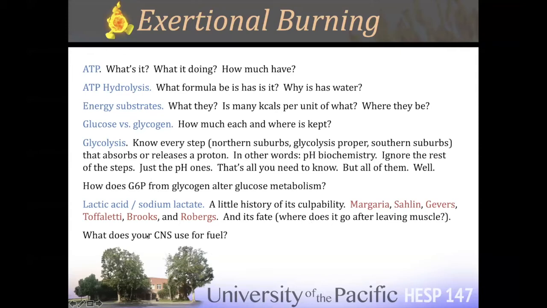What does your central nervous system use for fuel? Glucose. It's not going to touch fat. Your central nervous system is going to be a glucose hungry machine. Now, ketones, sure, but carbs versus fat. Fat burns slowly. Your brain wants to consume it faster than that.